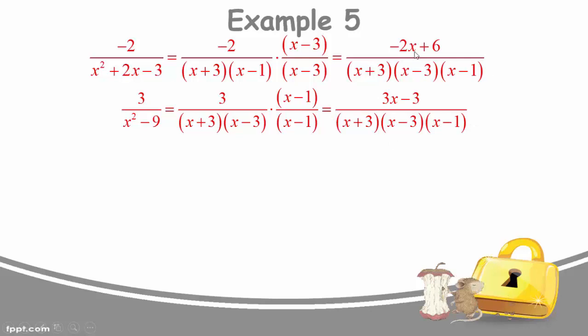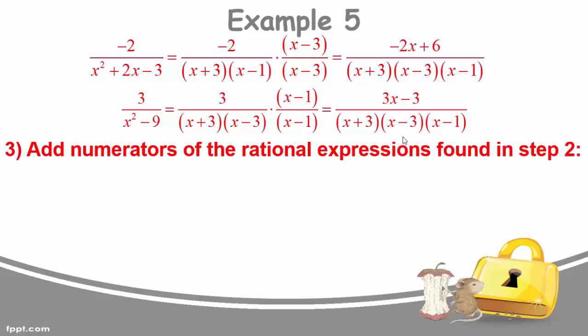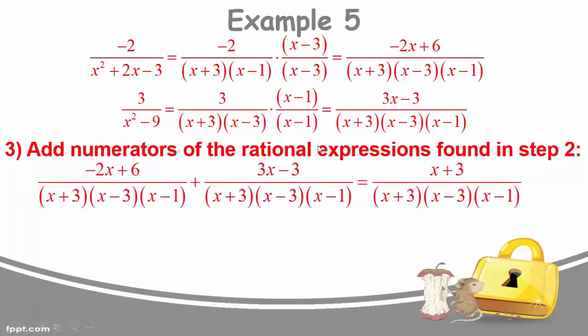Now both of the terms have the same denominator, so we can start combining them. So here we have this term and this term, and then we combine them because we have negative 2x plus 6 and 3x minus 3. Negative 2x plus 3x is x, and then 6 minus 3 is 3.